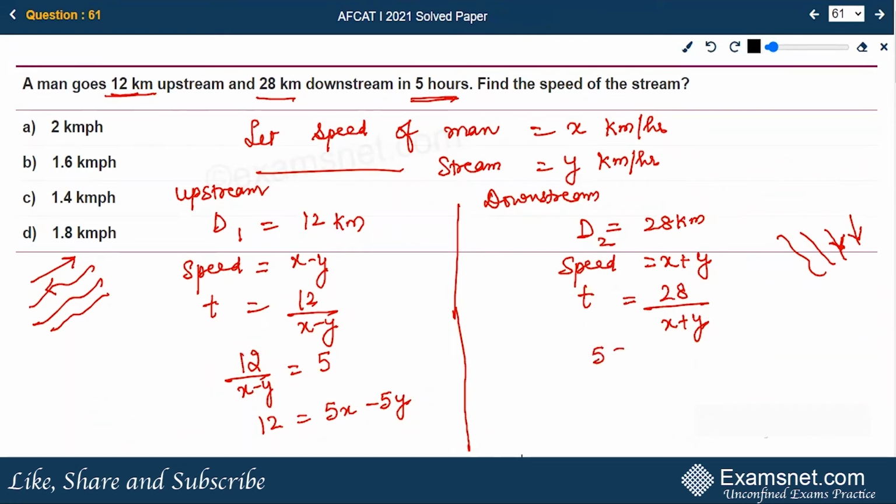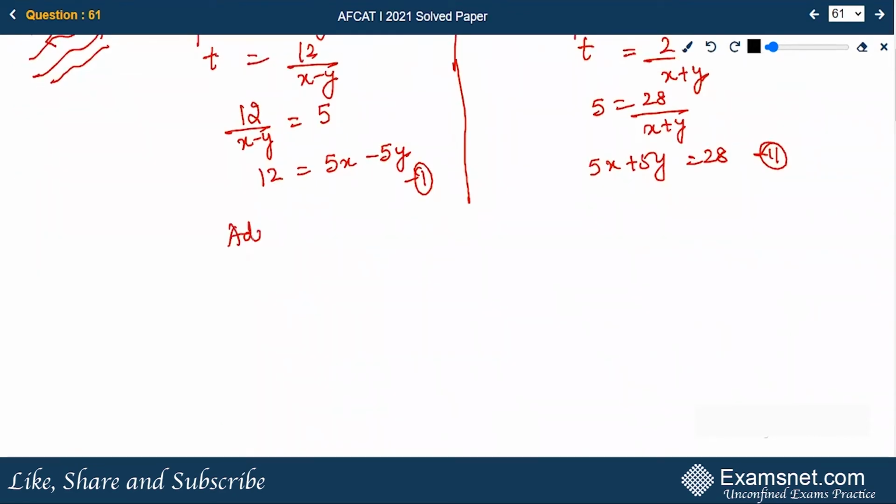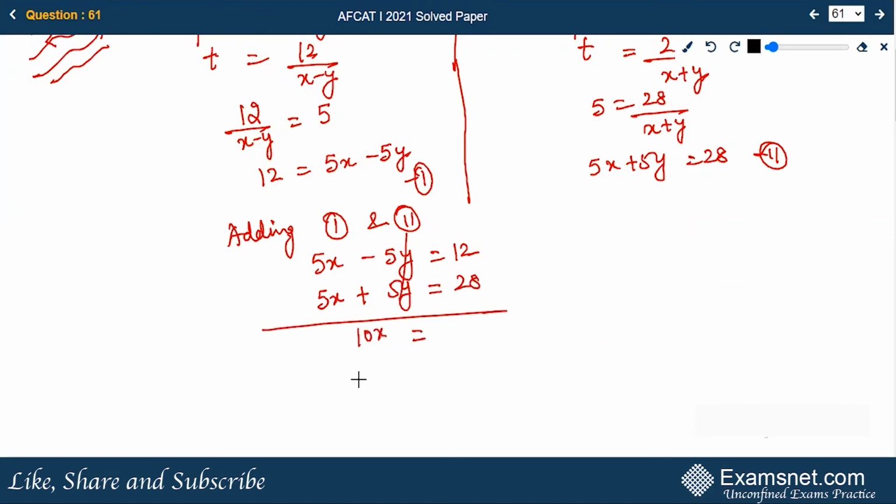And over here, 5 is equal to 28 upon x plus y. So this is 5x plus 5y is equal to 28. Let this be 1 and this be 2. Now adding 1 and 2: 5x minus 5y is equal to 12, and 5x plus 5y is equal to 28, which gives you 10x is equal to 40, or x is equal to 4.